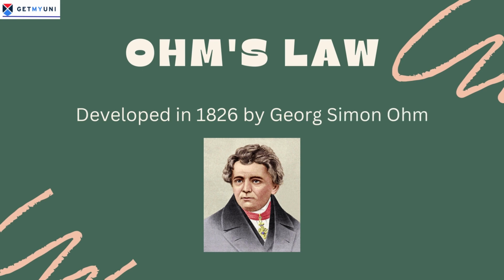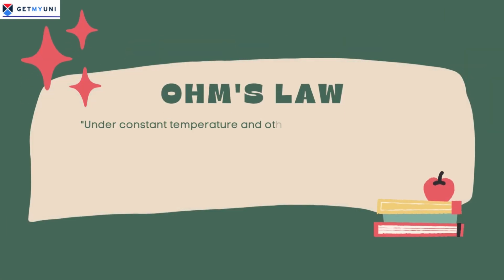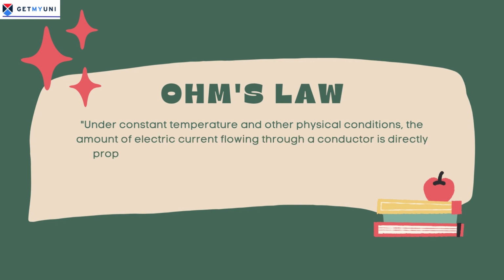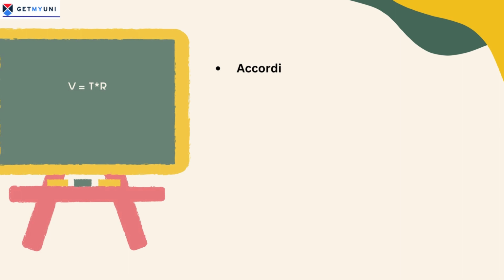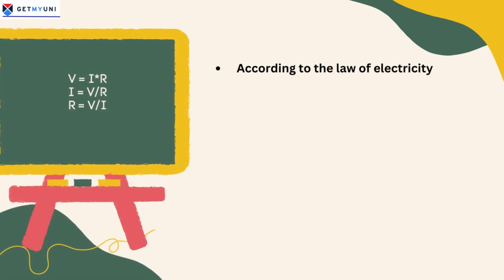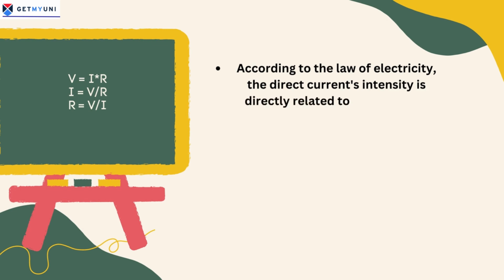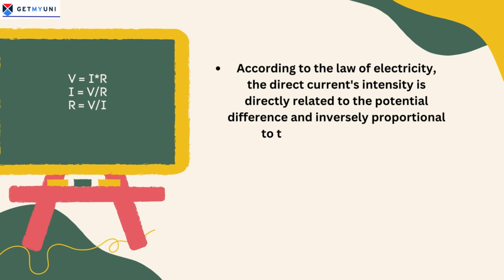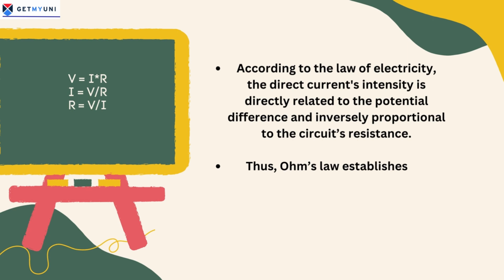It claims that, under constant temperature and other physical conditions, the amount of electric current flowing through a conductor is directly proportional to the voltage and inversely proportional to its resistance. According to the law of electricity, the direct current's intensity is directly related to the potential difference and inversely proportional to the circuit's resistance. Thus, Ohm's law establishes the relationship between voltage, V, and current, I, across two ends of a conductor where resistance, R, provided by the conductor to allow the flow of current is constant.